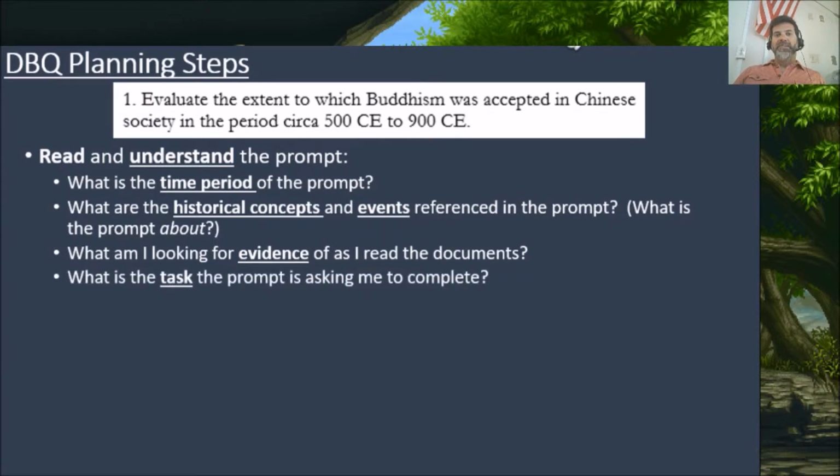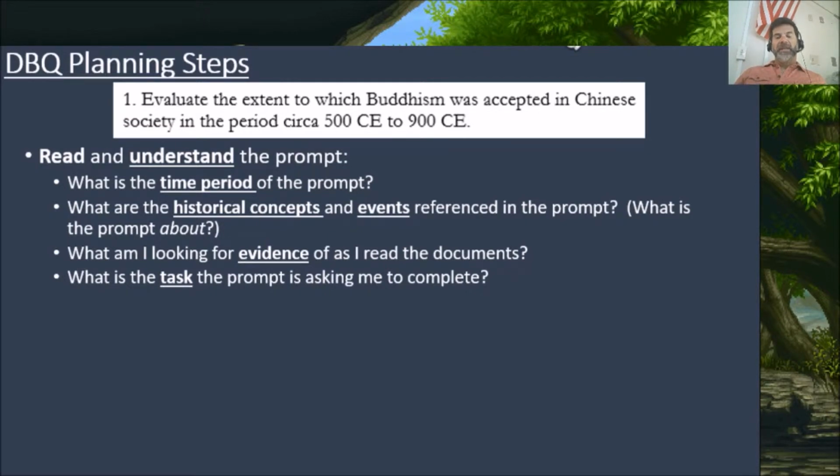Then finally, what is the task the prompt is asking me to complete? In this case, it's evaluate the extent to which Buddhism was accepted. So as part of your thesis and the overall argument of your essay, you should be thinking, based on the evidence, what can I really clearly say about how much the Chinese people accepted Buddhism during that specific time period, 500 to 900.